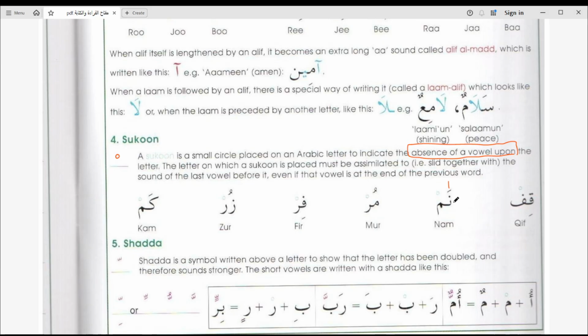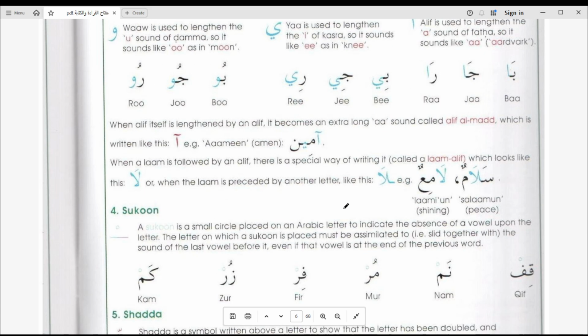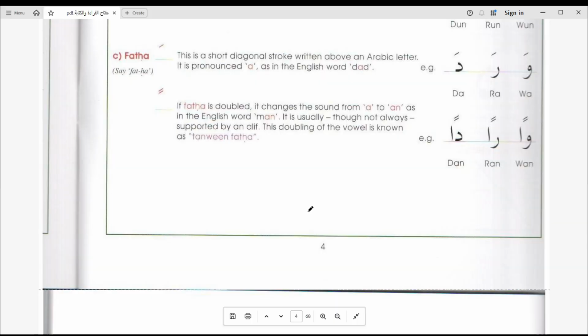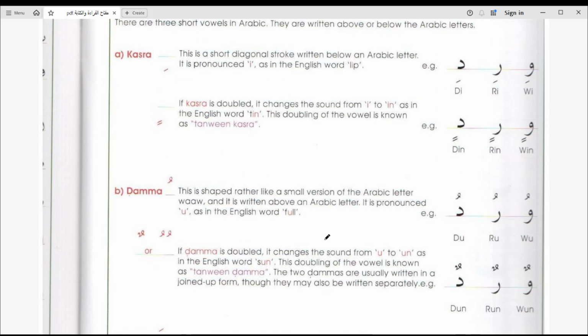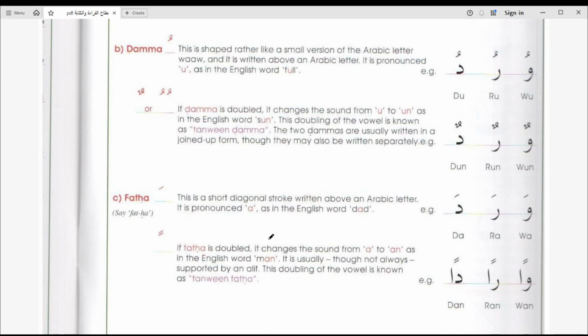This system is so important, like page number 6, page number 5, and page number 4. Just read them again, and it's going to be much easier on you to put these small rules on the 28 or 27 letters that we have in Arabic.